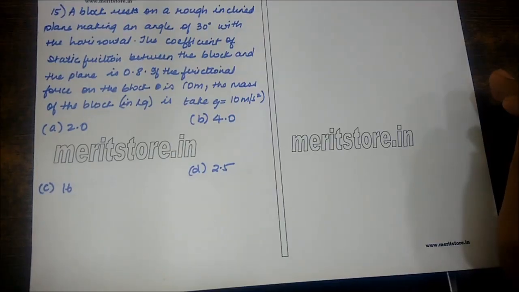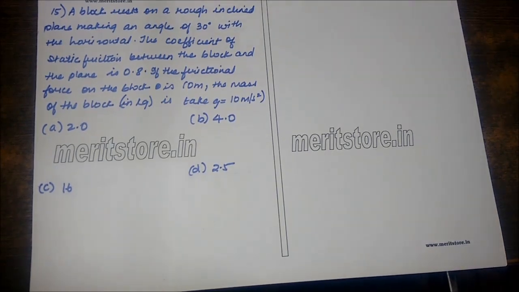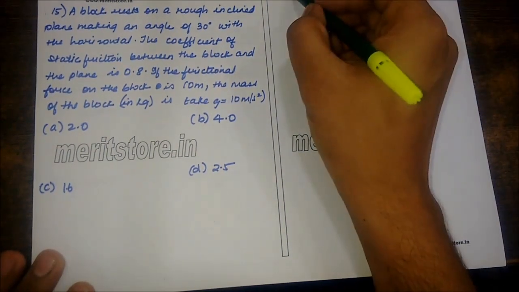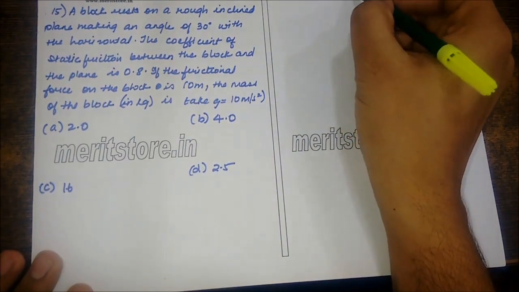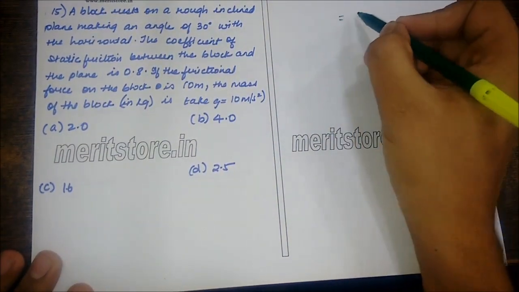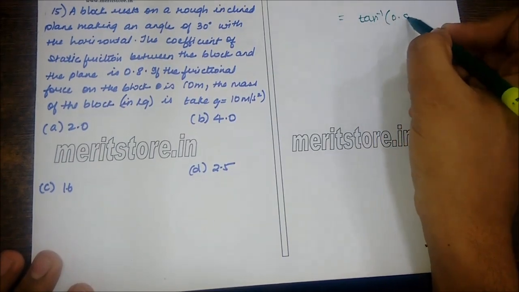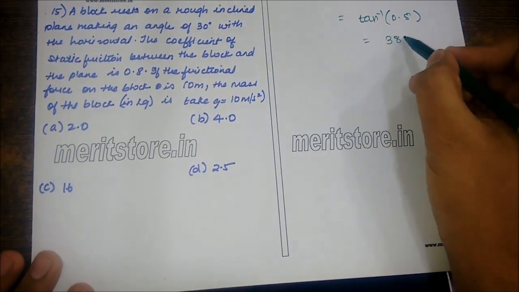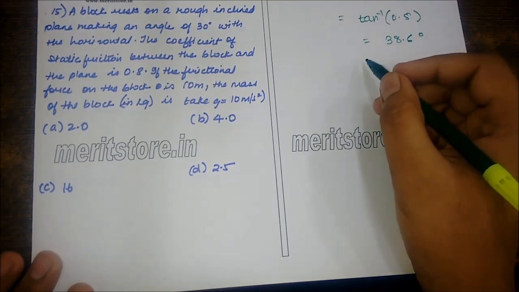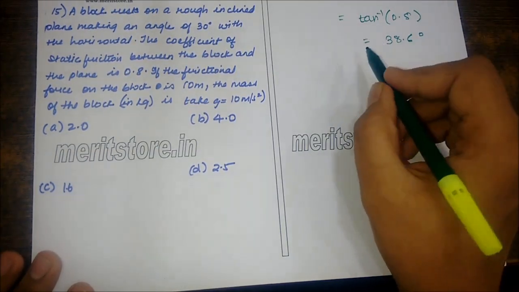On a rough inclined plane making an angle of 30 degree with the horizontal, the coefficient of static friction between the block and the plane is 0.8. If the frictional force on the block is 10 Newton, the mass of the block in kg is, g is equal to 10 meter per second square. So now we know that angle of repose alpha is equal to tan inverse of mu, tan inverse of 0.8, which is equal to 38.6. Angle of inclined plane is given by theta is equal to 30.